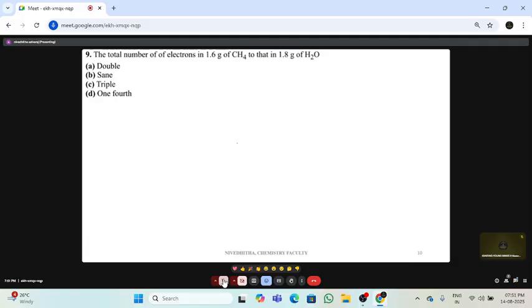Okay, here is the question. The ratio of the total number of electrons in 1.6 gram of methane to that in 1.8 gram of water. So we have to calculate the number of electrons in 1.6 gram of methane and 1.8 gram of water, and we have to find the relationship between them. I'll give you a minute. Please try solving this. Please calculate the number of electrons in one molecule. From that data, derive the data for the rest of the parameters.